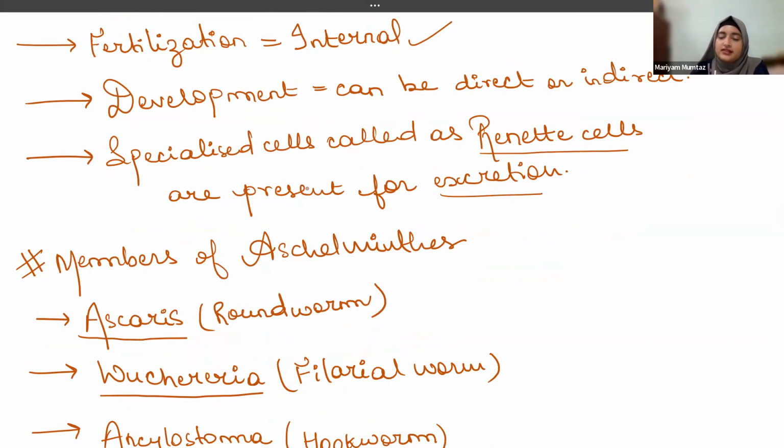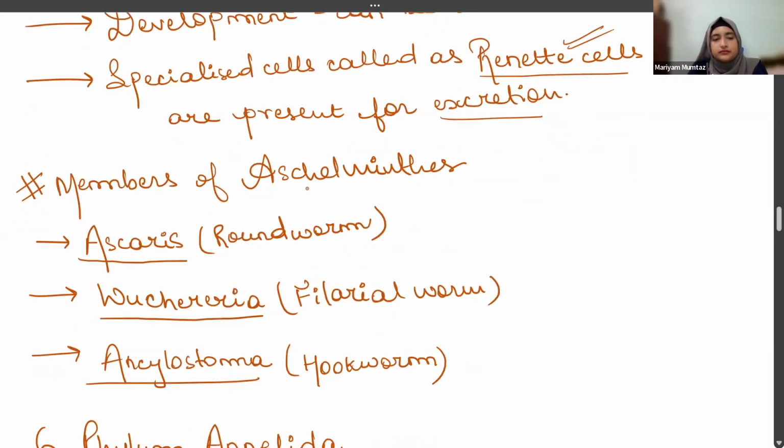Understood? Meaning the cells that would finally lead to the excretory pore are the rennet cells. They are helping in the process of excretion. Understood? Yes. Okay.